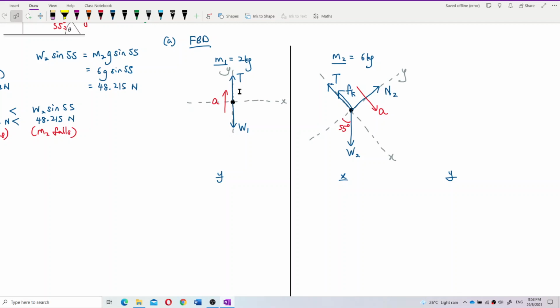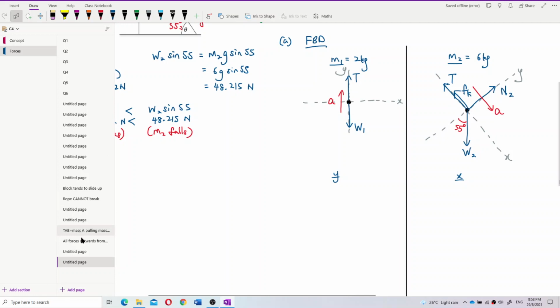Now we already got the free body diagram, so we need to build the equations for this free body diagram. For mass 1, it has only y components. Remember what we learned earlier?